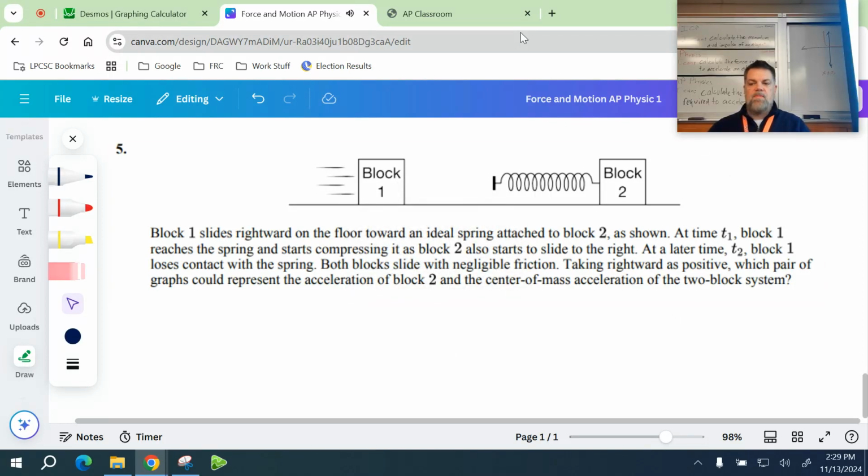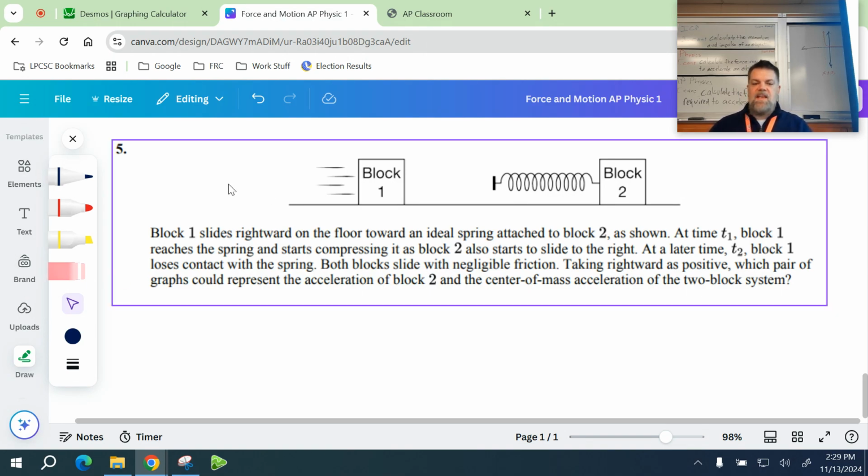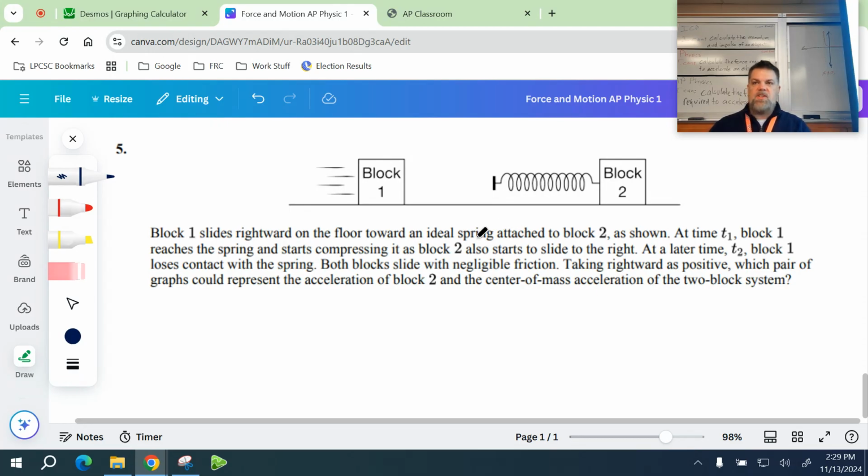All right. So for problem number 5, we have block 1 and block 2. It's an ideal spring. Now, ideal is almost like friction, so the springs are never ideal. I have a spring up here. If I push on it really hard for a very long time, it will change its shape permanently. So when they say ideal spring, there's other things that go on. There's heat, there's thermal issues, friction, all that stuff. But really, ideal means we're just using Hooke's law.